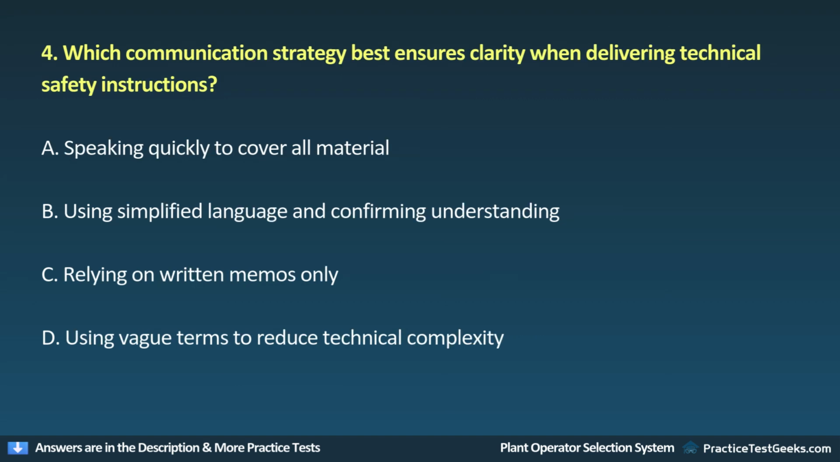4. Which communication strategy best ensures clarity when delivering technical safety instructions? A. Speaking quickly to cover all material. B. Using simplified language and confirming understanding. C. Relying on written memos only. D. Using vague terms to reduce technical complexity.